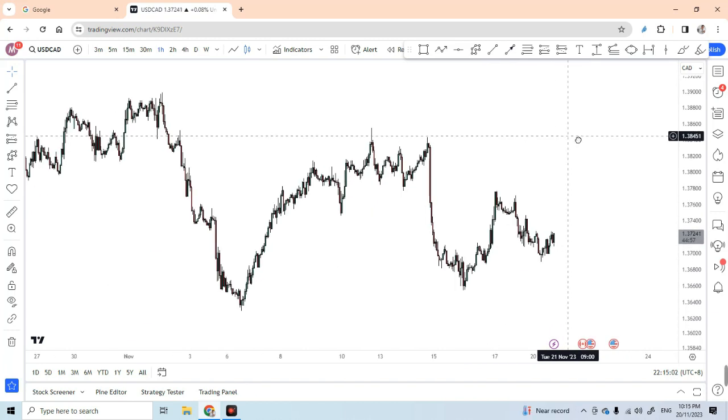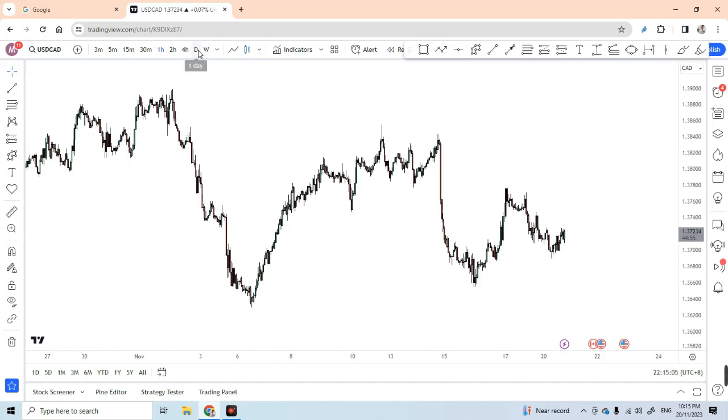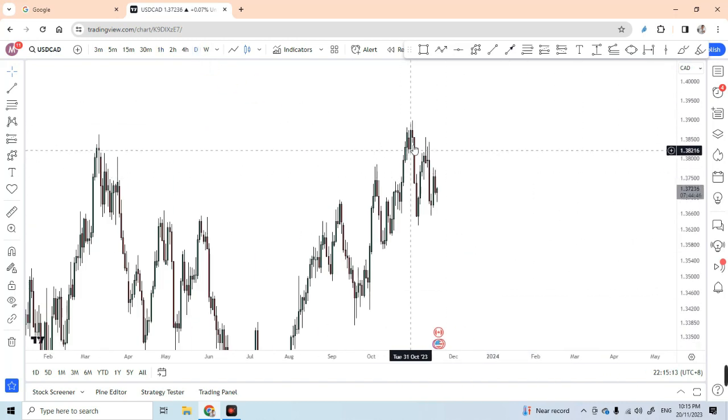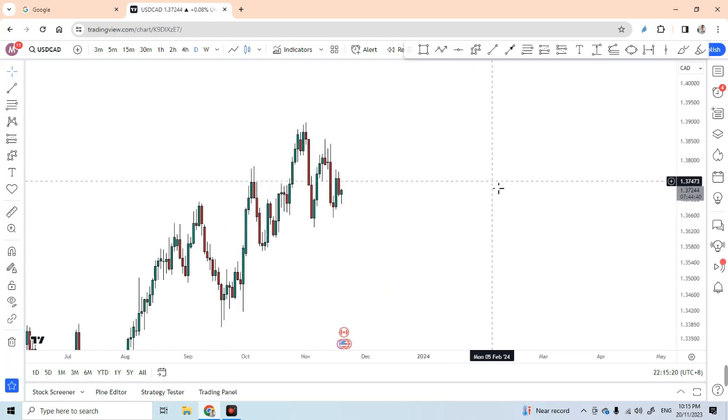Before that, let's look at it. Just now I was talking about the daily as an uptrend. Does it mean that you cannot make a sell? No, you can actually make a sell. Why? The reason is very simple.